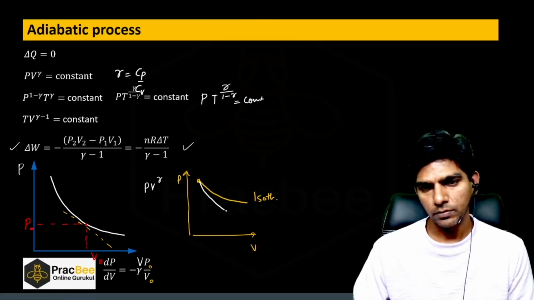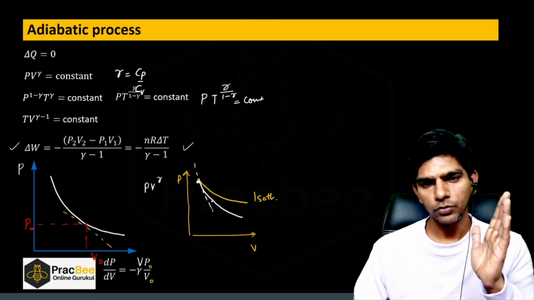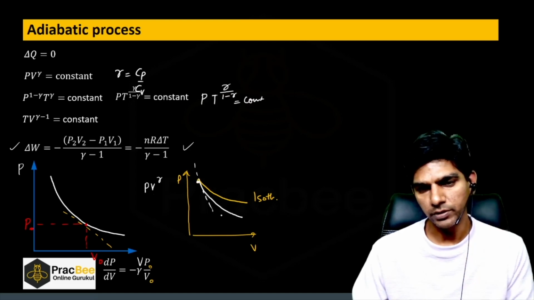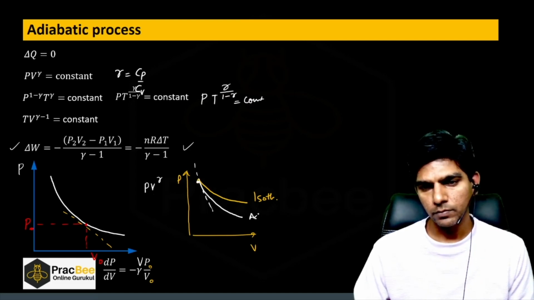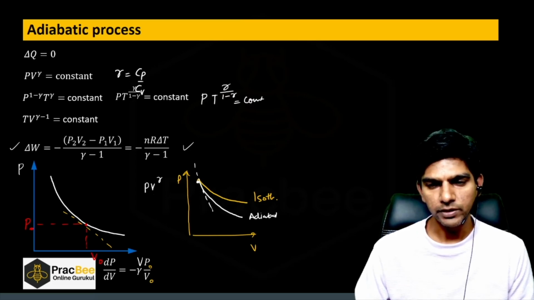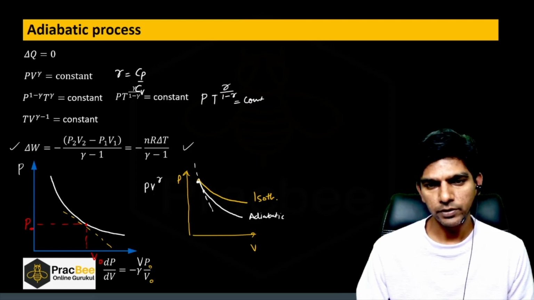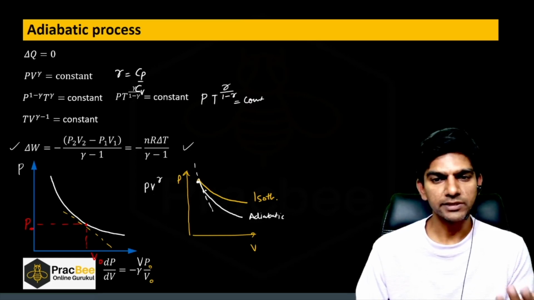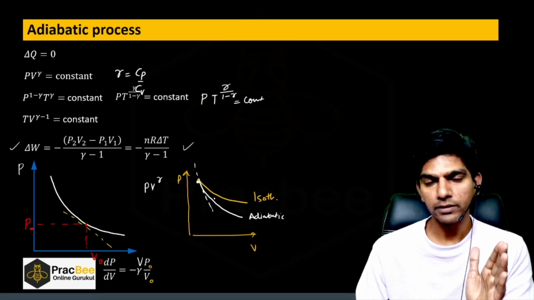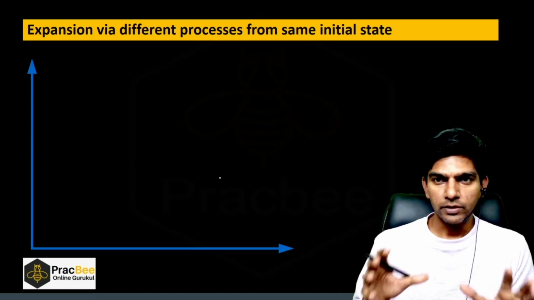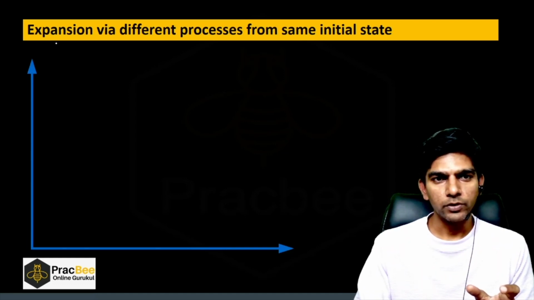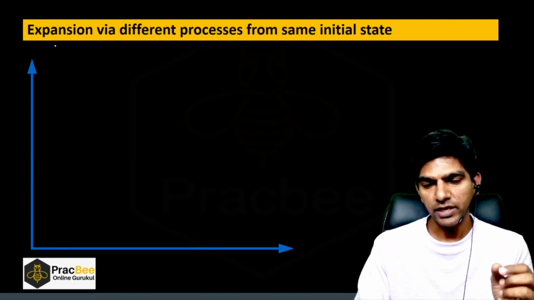So at this particular point, the slope of the adiabatic, or you can say the tangent, will be steeper, right? Adiabatic. So from this, we can identify the two different processes. We can easily figure out which process is adiabatic by looking at the steepness.